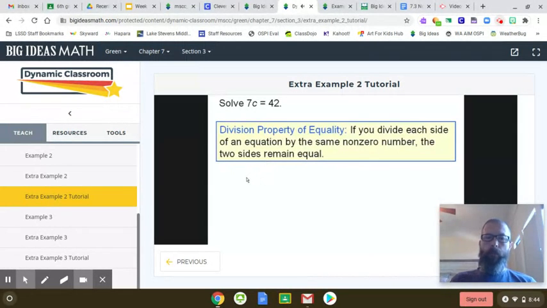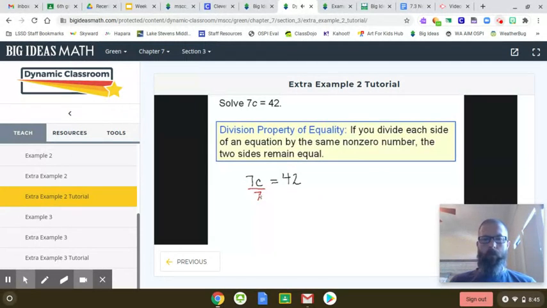First, let's rewrite our equation. 7 times c is equal to 42. Now we can apply the division property of equality. Since the goal for our equations is to get the variable by itself, we want to undo this multiplication. So we're going to divide this side by 7, because 7 divided by 7 is equal to 1. So we will get our goal of getting c by itself.